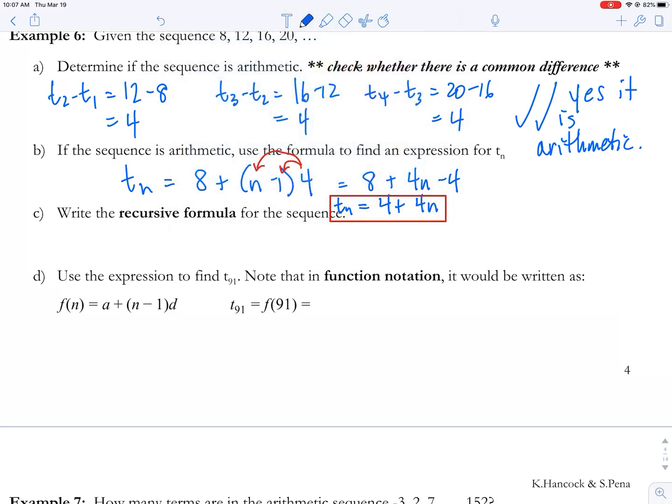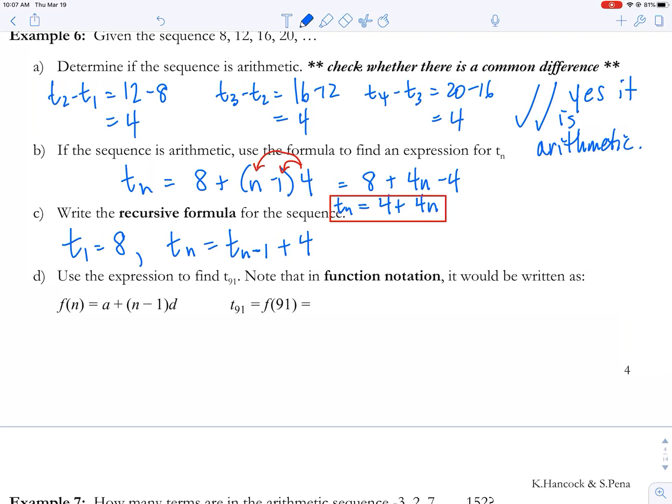Then it says write the recursive formula for the sequence. So for a recursive formula, we tell what the starting term is. So T1 equals 8. Then Tn equals the previous term, so Tn minus 1, plus the difference, so plus 4. And that would be the recursive formula. So 2 different things, but they get you eventually to the same point.